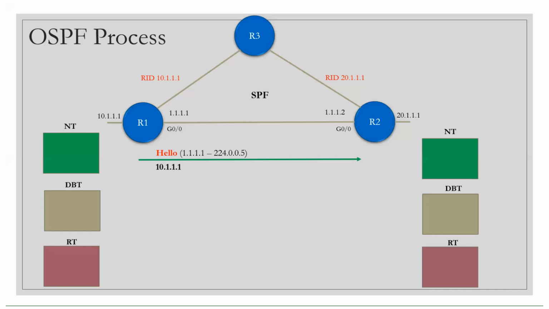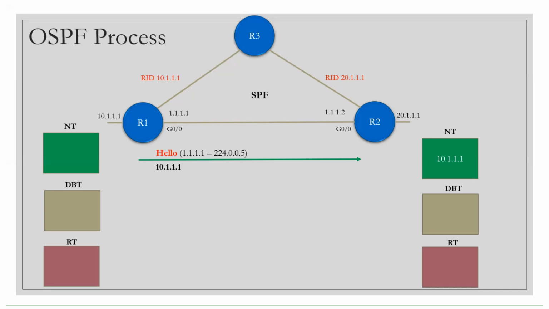Now, once the hello reaches R2, it will say, okay, fine, I don't know this guy, 1.1.1.1, and the router ID is 10.1.1.1. Let me store that address in my neighbor table. That neighbor table of router R2 will be storing this address. Something like two friends. The first friend says, hey, my name is Jim.